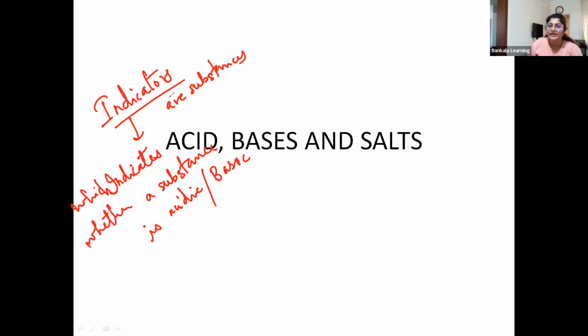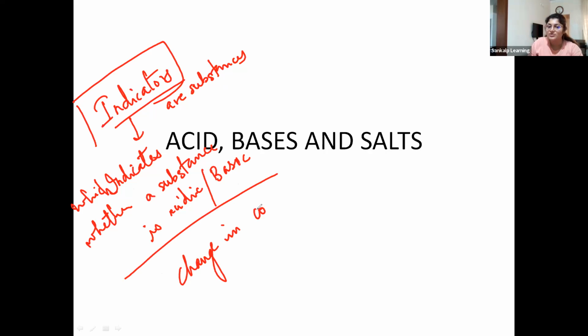So how do they indicate? There will be a change in color. Indicators show a change in color when added to a solution containing an acidic or basic substance.